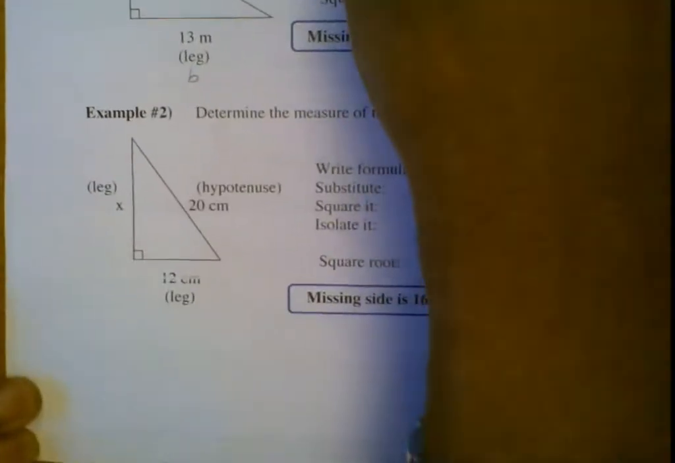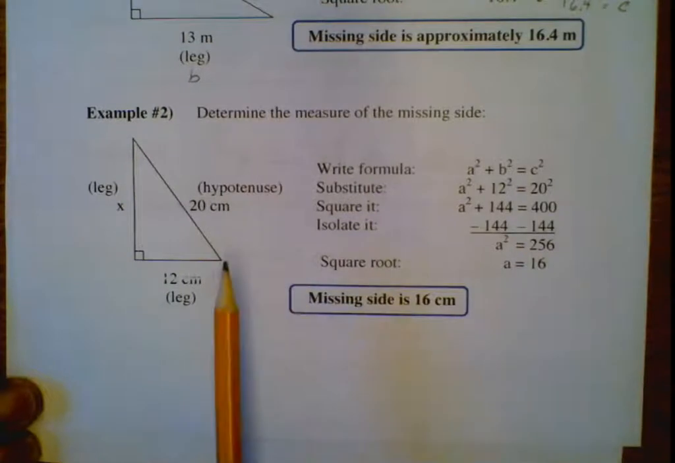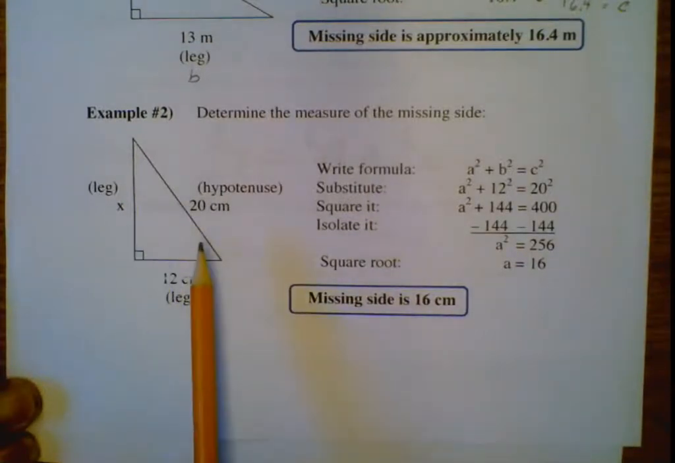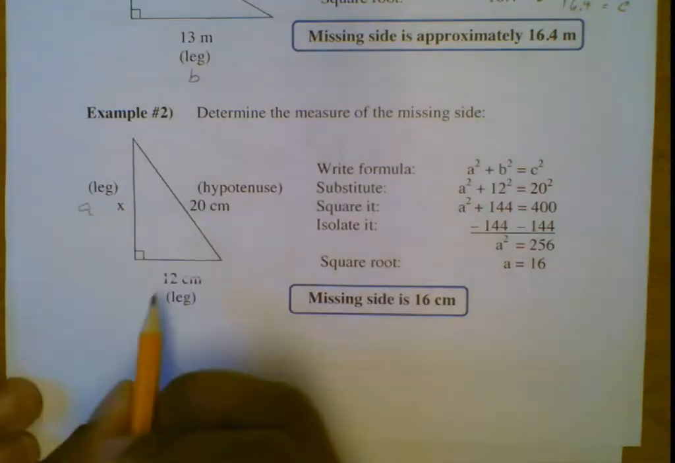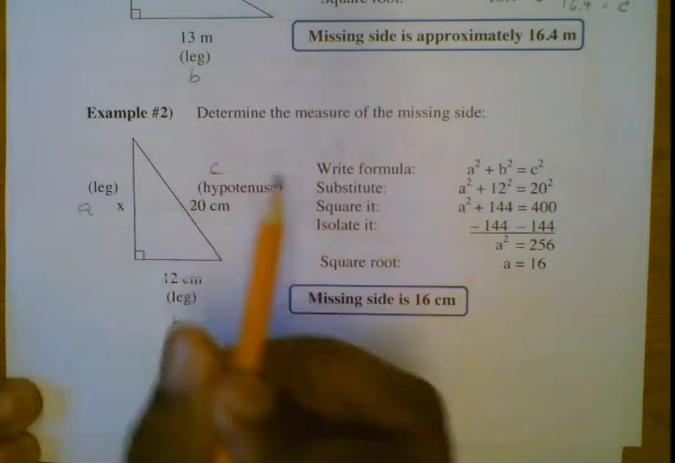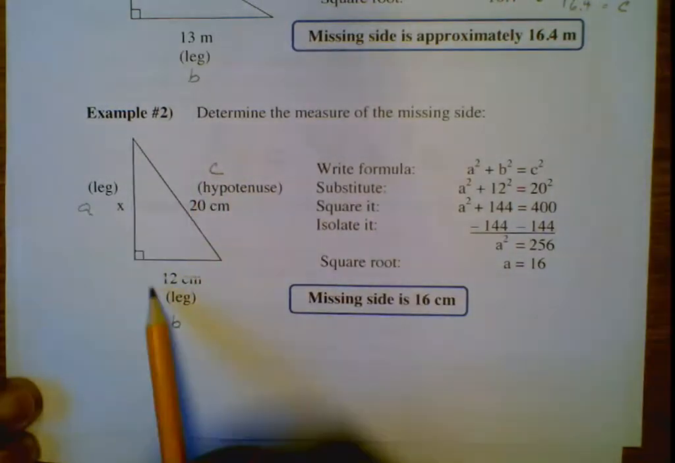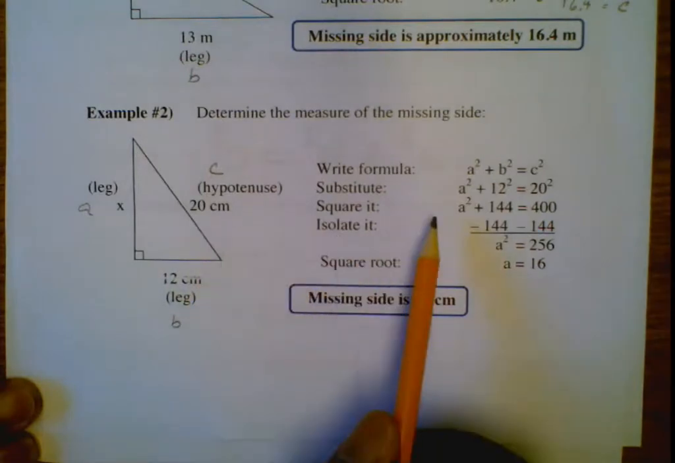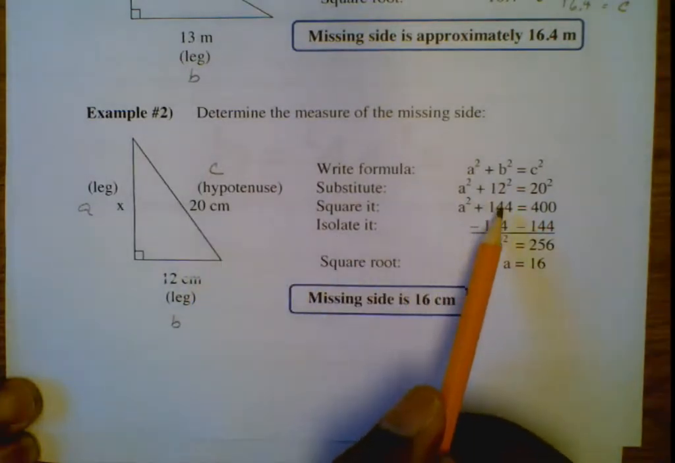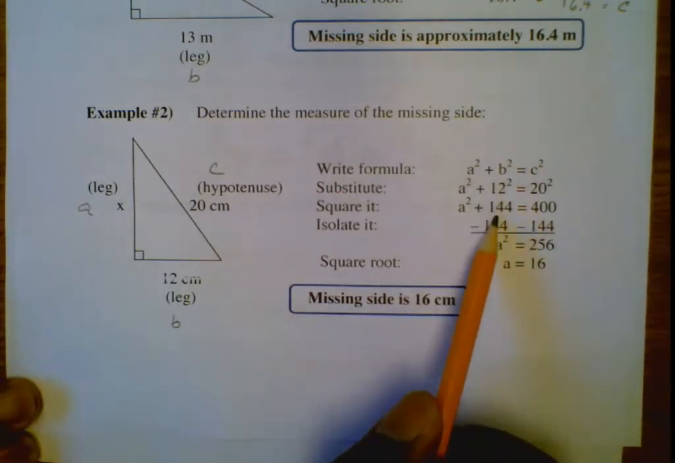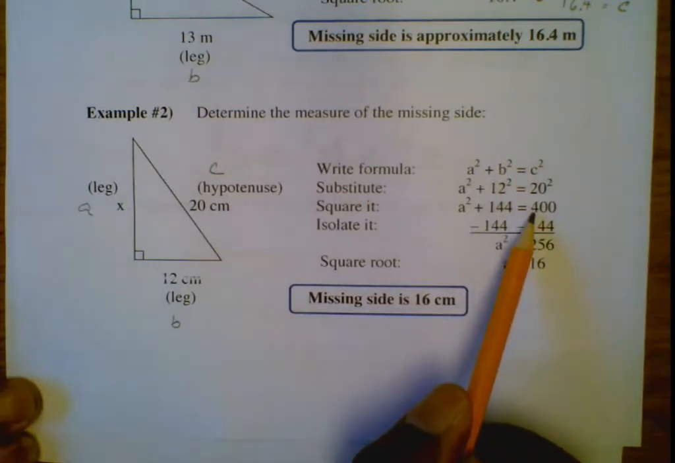Sometimes you're given one of the legs, but not the other leg, and you're given the hypotenuse. So in this case, this would be A, this would be B, and this would be C. So you plug it in, it's going to be A squared plus B squared equals C squared. So A squared plus 12 squared equals 20 squared. 12 squared is 144, 20 squared is 400.